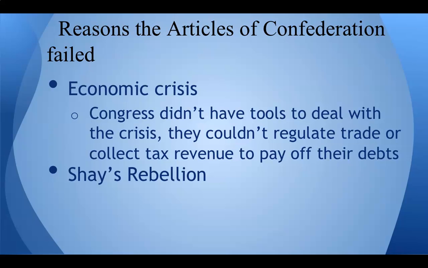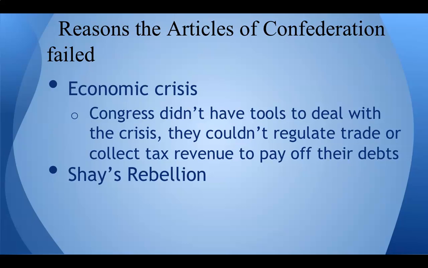The key reasons why the Articles of Confederation failed really fall into one category, which is economic crisis. Congress didn't have the tools it needed to deal with the crisis. They couldn't regulate trade between the states. They couldn't pay their own bills. They couldn't raise the money to pay their own bills, and that was causing a lot of problems.